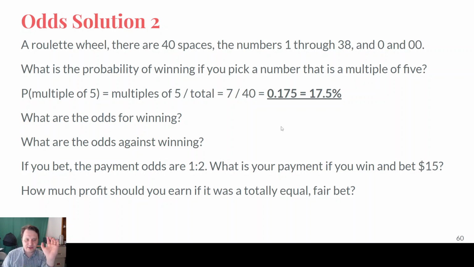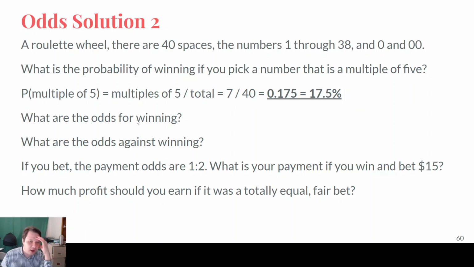And so the probability of betting on one of those numbers and winning is those 7 divided by the 40 spaces on the wheel. And once again, we do not count 0 and double 0. That's where the house wins, typically, is when it lands on one of those two. So you can see that probability of landing on a multiple of 5 is about 17.5%.